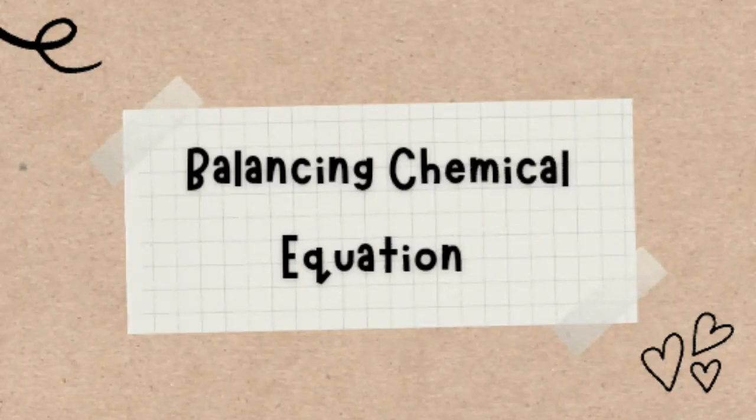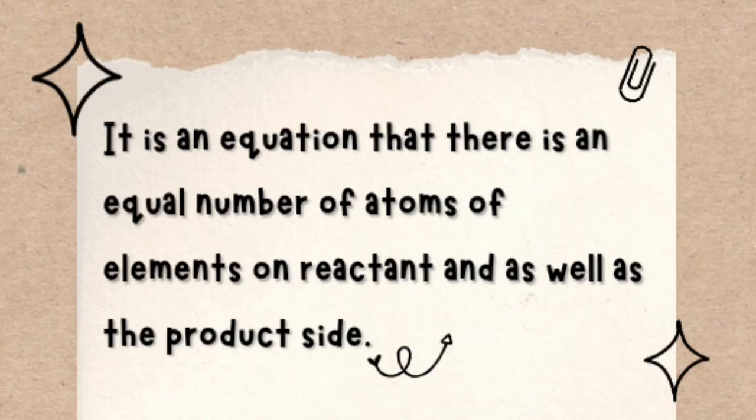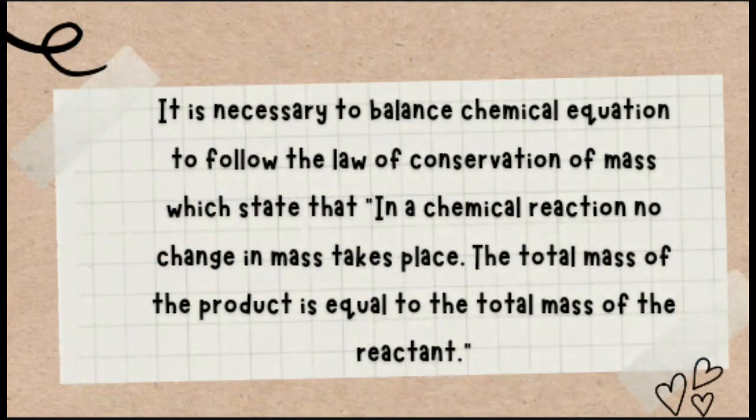For today's video, we're going to tackle how to balance a chemical equation. What is a balanced chemical equation? A balanced chemical equation is an equation that has an equal number of atoms of each element on the reactant side as well as the product side.